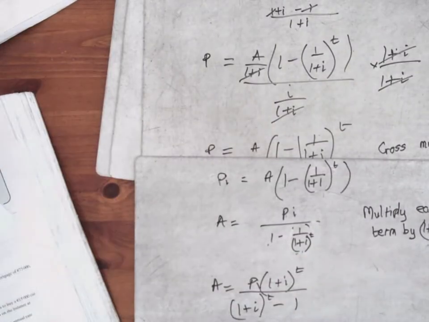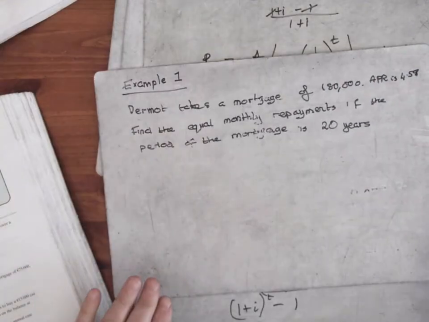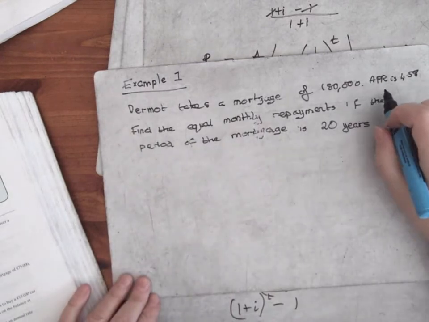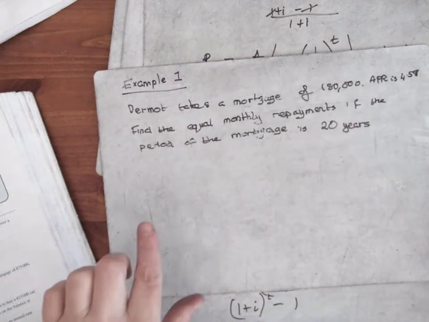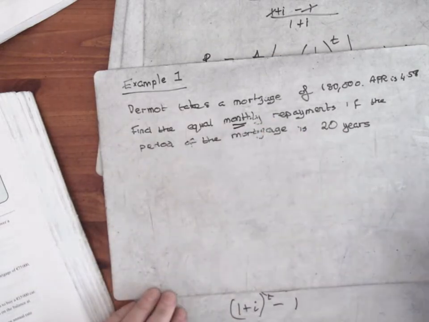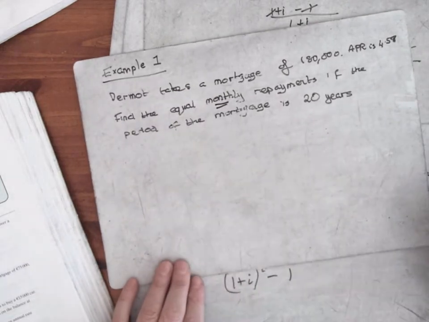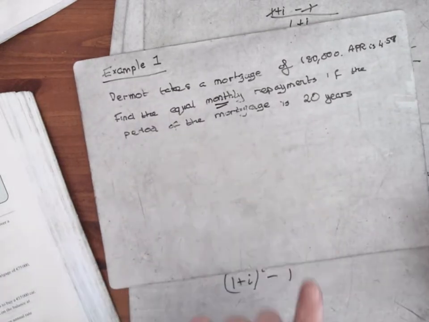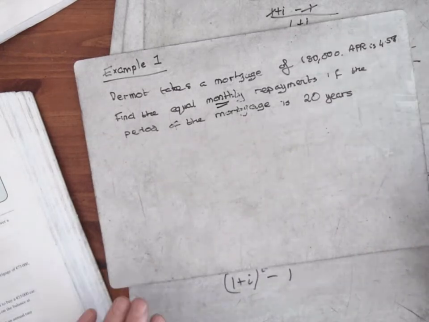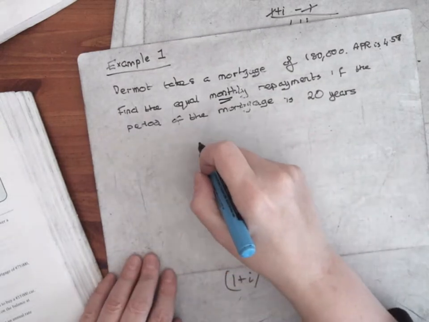Example 1 is just filling out the formula. Dermot takes a mortgage of 180,000. Annual percentage rate is 4.5%. Find the equivalent monthly repayments, if the mortgage is to be repaid over 20 years. So I need monthly repayments and I have a yearly rate. So the first thing I need to do is change the yearly rate to a monthly rate.